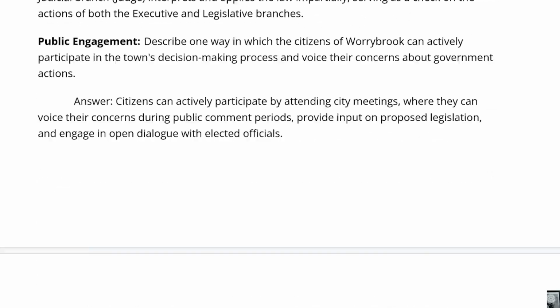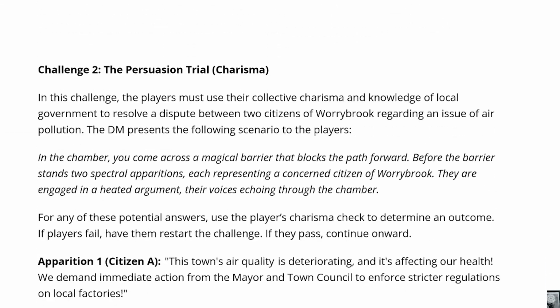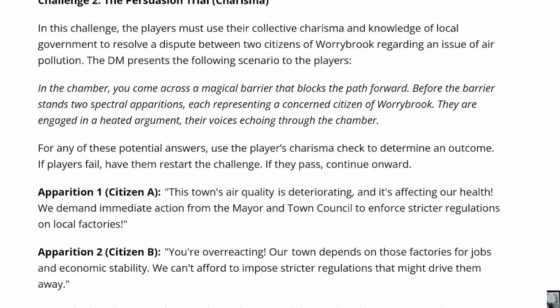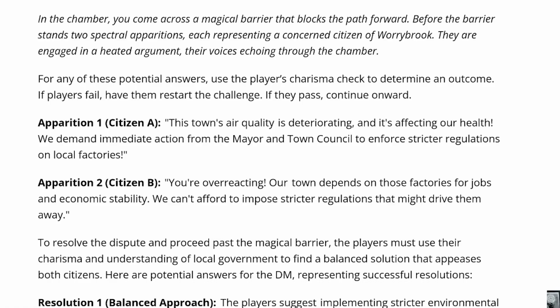And so literally this entire thing is just various challenges. I'm most proud of editing the persuasion trial, which involves apparitions doing a simulated issue that you would find in your local town, like the town's air quality, and then you have to figure out a way to resolve that as you would in actual local government.